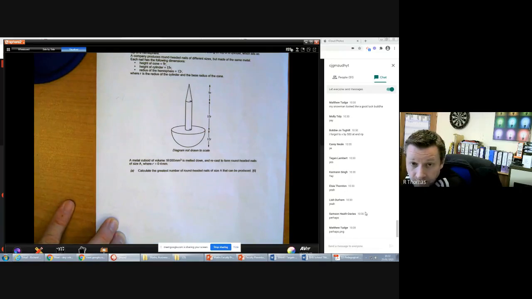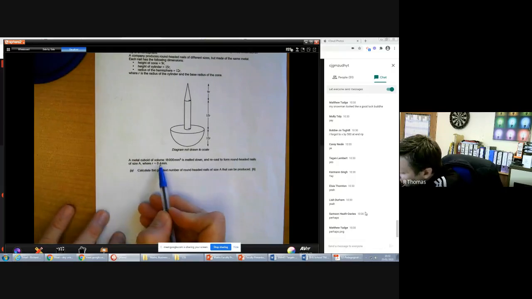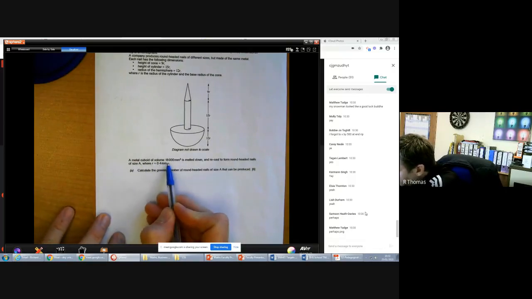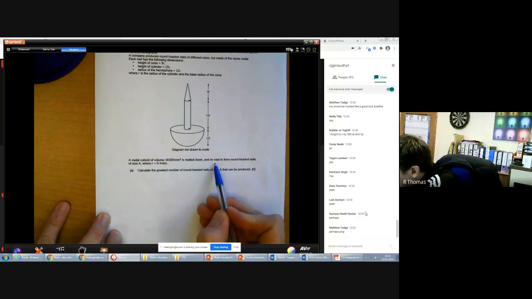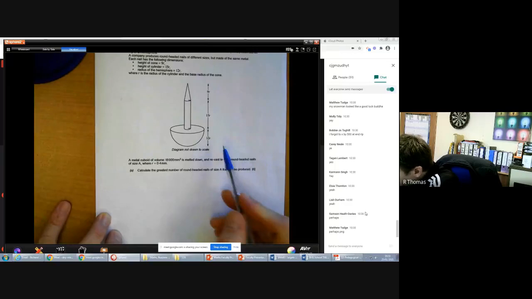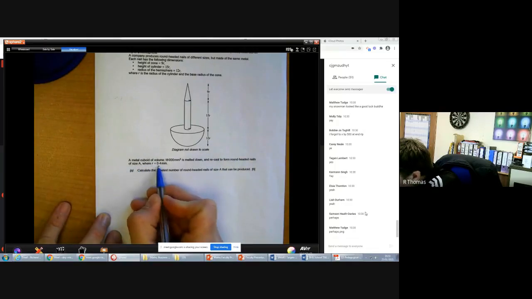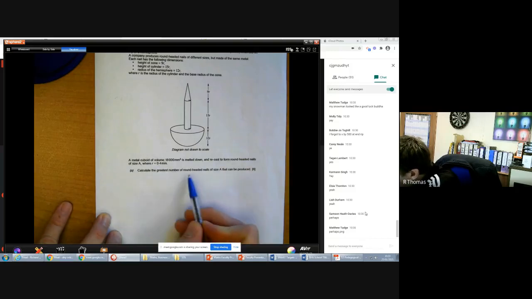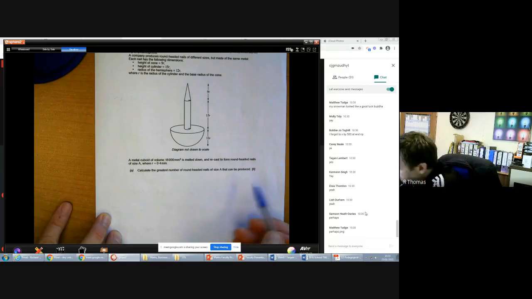A metal cuboid with a volume of 18,000 millimeters cubed is melted down and recast to form these nails. And the size of these nails has little r being 0.4. Right, well that's quite handy because now I know what this little r is. Calculate the greatest number of round-headed nails that can be produced. Right, let's take this one step at a time. First of all, they tell us that little r is 0.4.